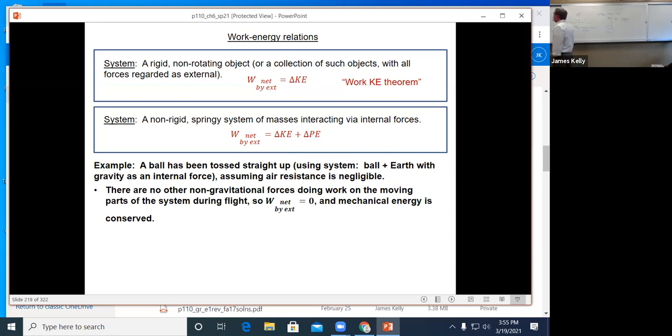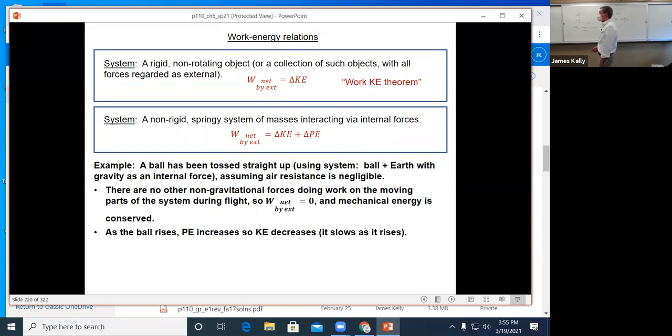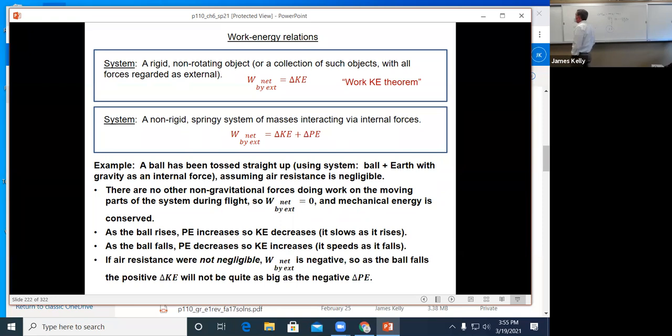In this case, since air resistance is negligible, and the only force of significance that's pulling on the two parts of the system is the internal force, that means external forces aren't doing any work. And that's a case where mechanical energy is conserved. As the ball rises, potential energy is going to increase and kinetic energy is decreasing. And the same opposite happens as it falls. We already kind of talked about that.